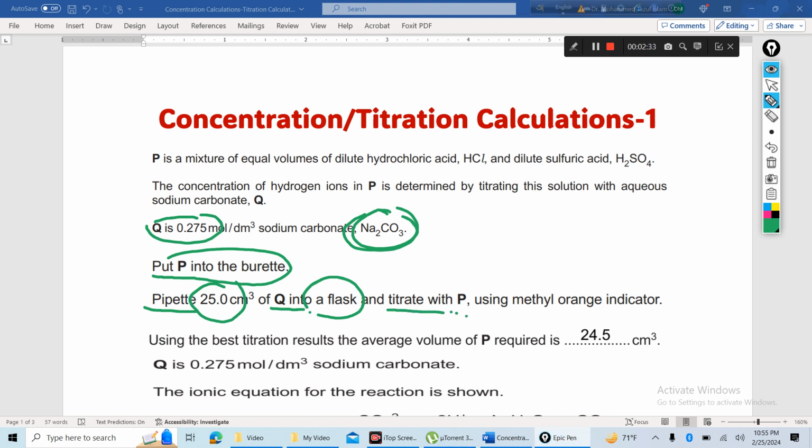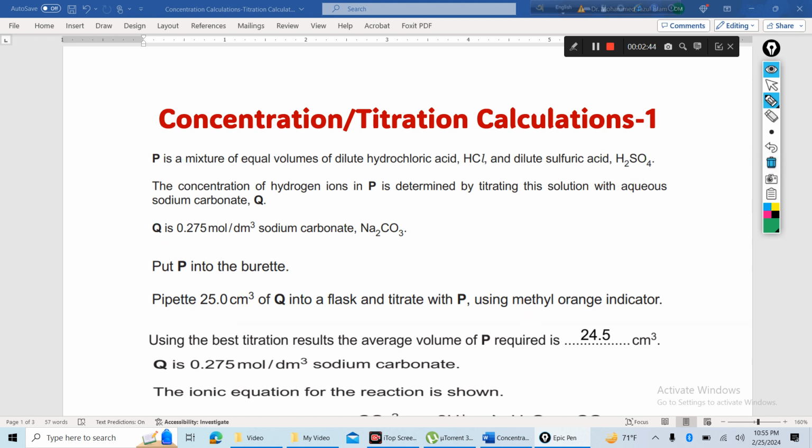P means what? P is a mixture of hydrochloric acid and sulfuric acid, using methyl orange indicator. Sodium carbonate is titrated with a mixture of hydrochloric acid and sulfuric acid. Now the sodium carbonate concentration is 0.0275, and the volume given is 25 cm cube.